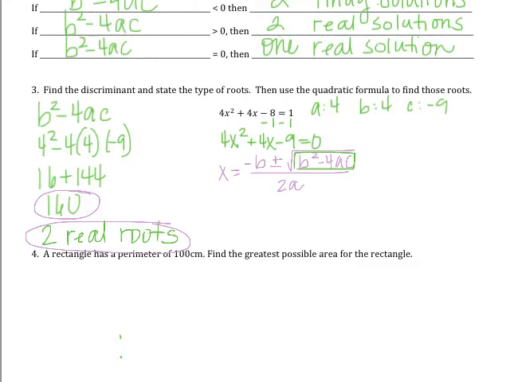So when I plug into my quadratic formula, I can say negative 4 plus or minus the square root of 160, all divided by 2 times 4. And finding the discriminant now has made my life a little bit easier. So now we need to break down the square root of 160. So let's do that over here.